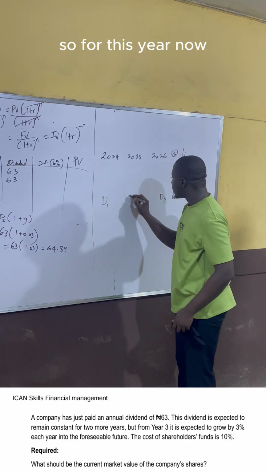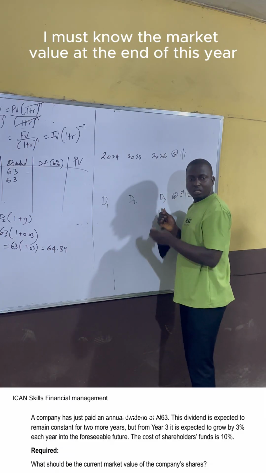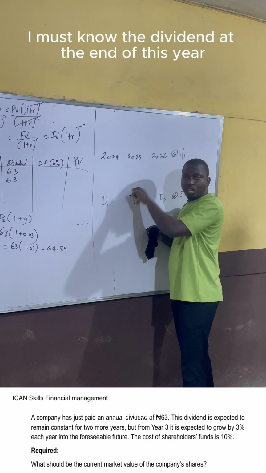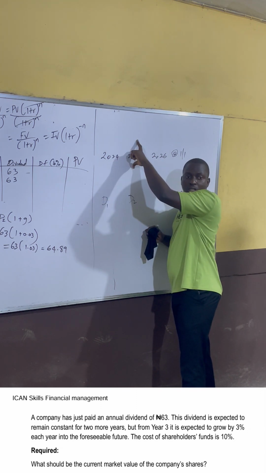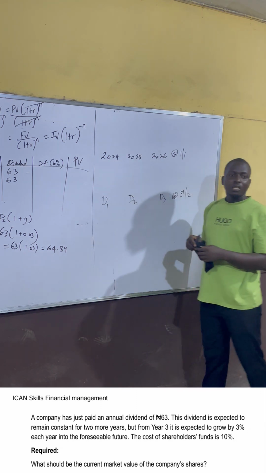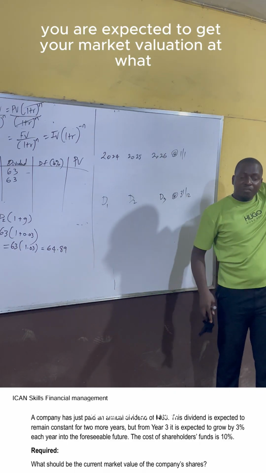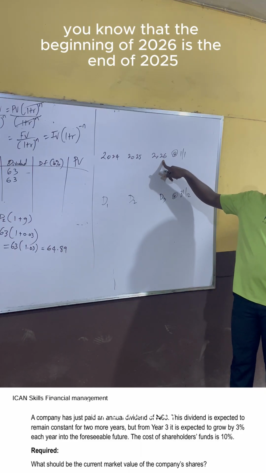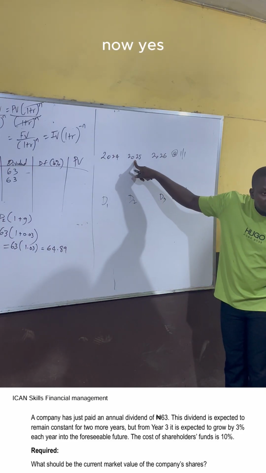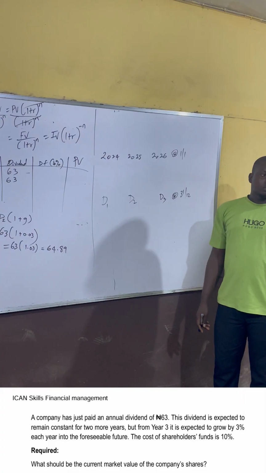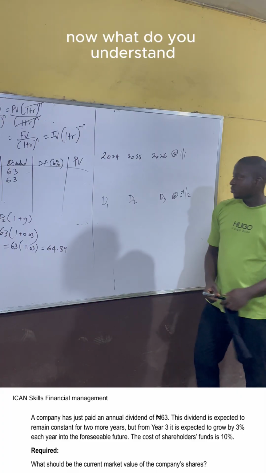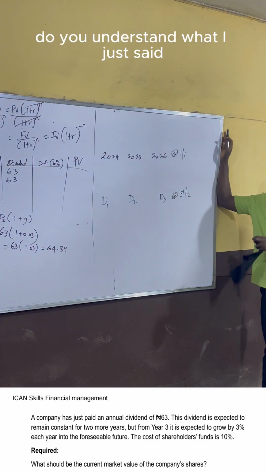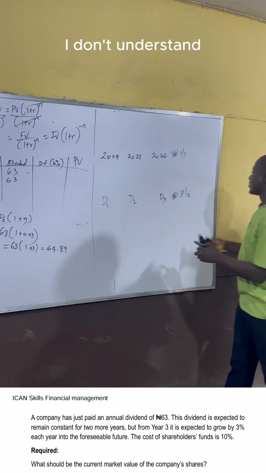So for D2 now, I must know the dividend at the end of this year to get my market value at the beginning of this year. Your expected dividend, you get your market valuation at the beginning. You know that the beginning of 2026 is the end of 2025 now. Now, what do you not understand? Let me explain. Do you understand what I just said?